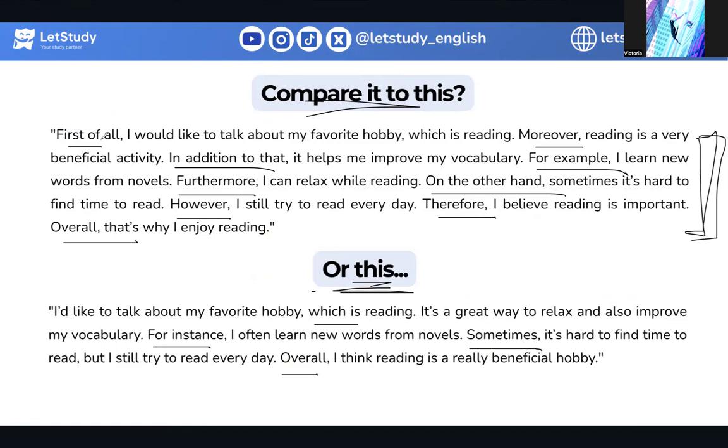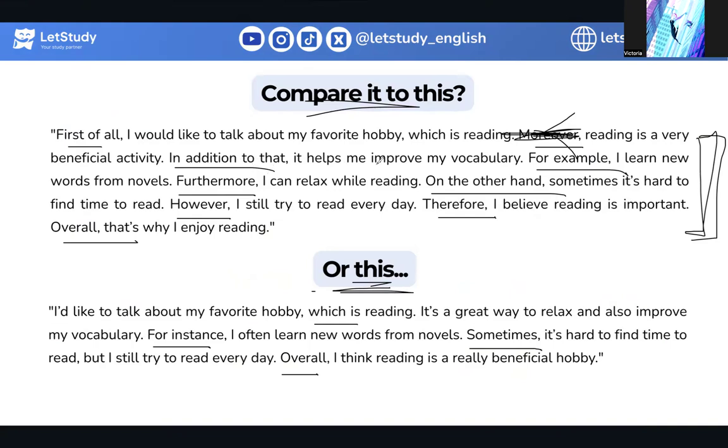Jadi okay, let's analyze again. First of all, I would like to talk about my favorite hobby, which is reading. Moreover, it's not a good use, karena moreover itu digunakan buat menambahkan informasi kan. Tapi reading is a very beneficial activity itu menambahkan informasi baru. Jadi seharusnya linking words yang bisa digunakan itu misalnya, for me, reading is a very beneficial activity. Soalnya moreover itu nggak cocok.